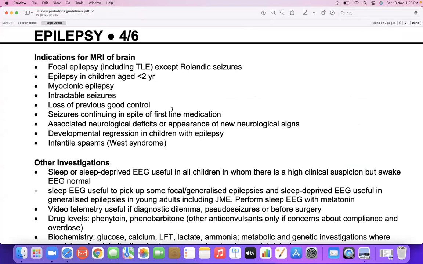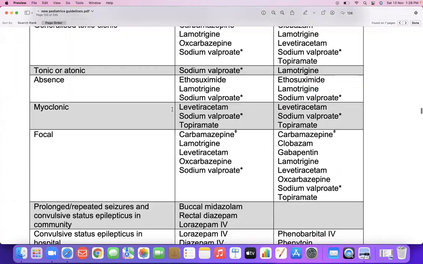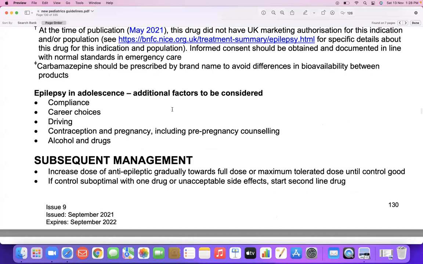Okay, we can go to the next now. So someone was asking about these teenagers. So epilepsy in adolescents, additional factors to be considered is the compliance, very important, and career choices, and driving, contraception and pregnancy, including pre-pregnancy counseling, and alcohol and drugs.